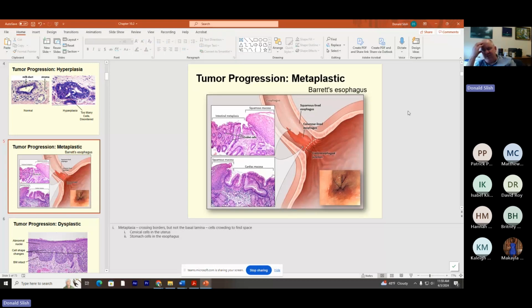Another place you can see this is in the cervix, when cervical cells are going up into the uterus or down into the vagina. So crossing a barrier, but not this barrier, which is your basal lamina.